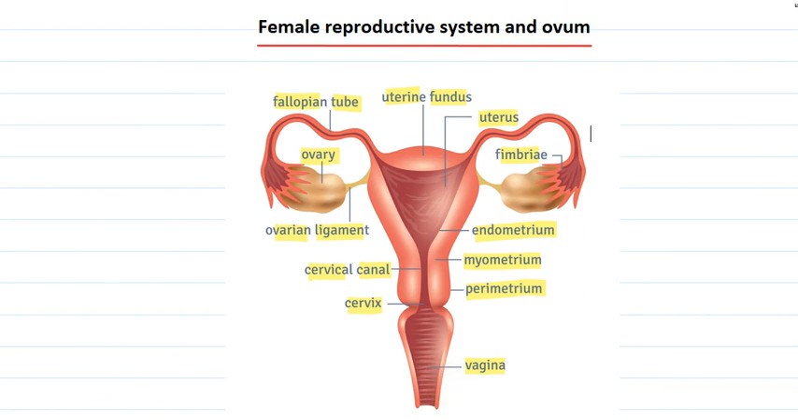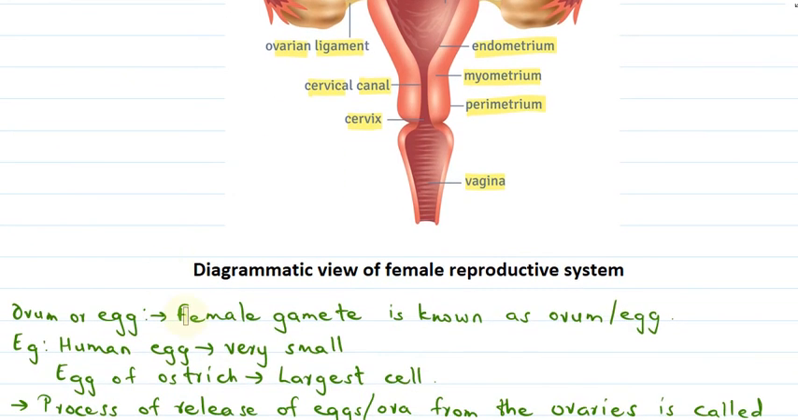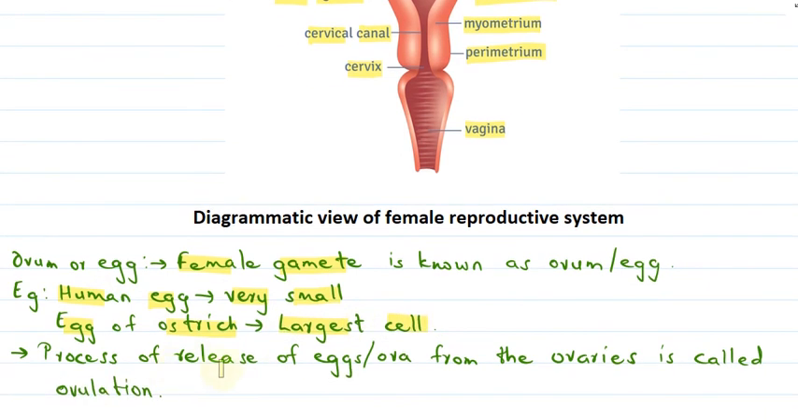Then we talked about the ovum, which is the female gamete. The ovum or the egg is the female gamete, and we already know that the ovum or female egg is produced by the ovaries. The egg is a single cell, and the size of the egg varies depending on the species. For example, the human egg is very small, whereas the egg of an ostrich is the largest cell. Then the process by which the eggs or ova are released from the ovaries is called ovulation.